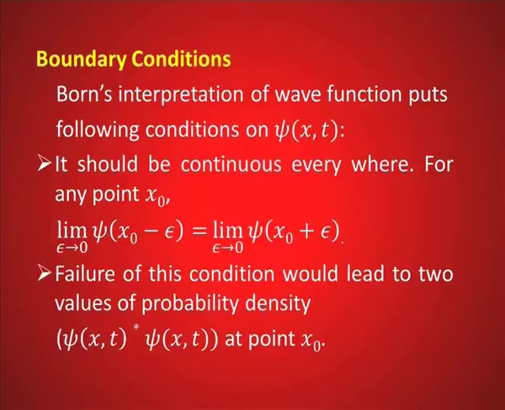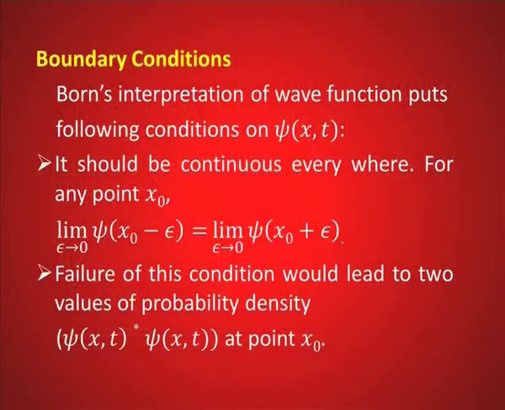Then the boundary conditions. Now, Born's interpretation of wave function puts following conditions on psi(x,t). First, it should be continuous everywhere. For any point x0, the left hand limit, that is psi(x0 minus epsilon) as epsilon tends to 0, must be equal to psi(x0 plus epsilon) as epsilon tends to 0. That is, the left hand limit and the right hand limit at the point x equals x0 must be same. That is the continuity of the wave function, and the failure of this condition would lead to two different values of probability density psi star psi at any point x0, which is unphysical, because at any point x0 we cannot have two values of the probability.